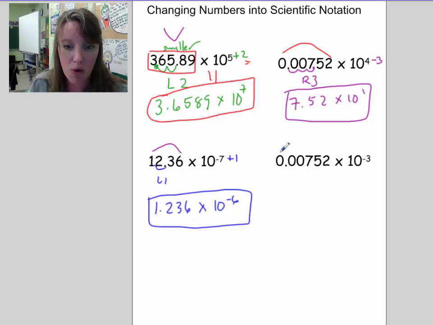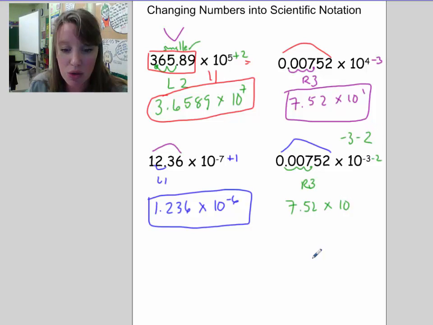And here the coefficient's too small, so again I want to borrow powers of 10. I want to borrow 1, 2, 3 powers of 10, so I go right by 3. So I need to take away those powers of 10 from this part of the number. So I have 7.52 times 10, and then negative 3 minus 2, if I use keep change, it's negative 3 plus negative 2, so this has got to be negative 5.